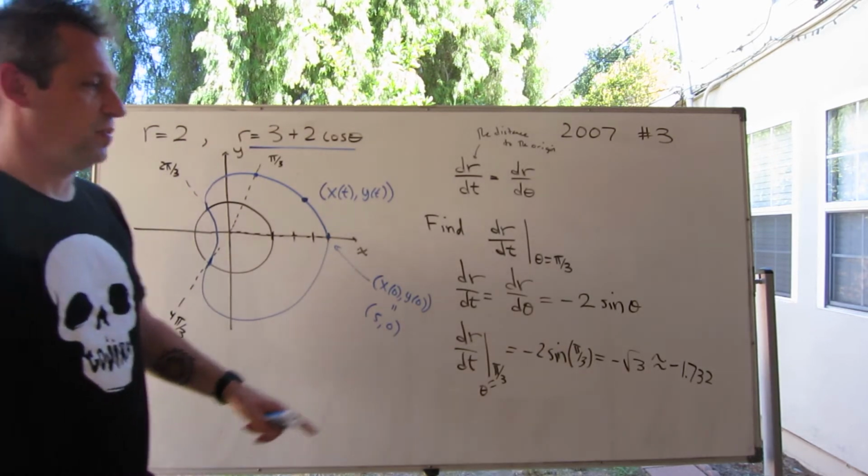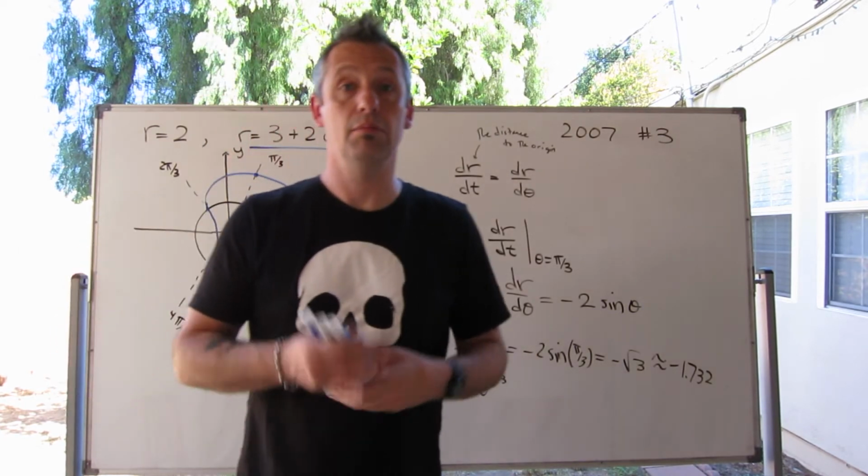So I don't suspect this would be a very good estimate for just 1 radian, but there you have it.